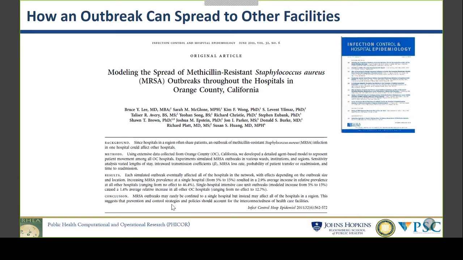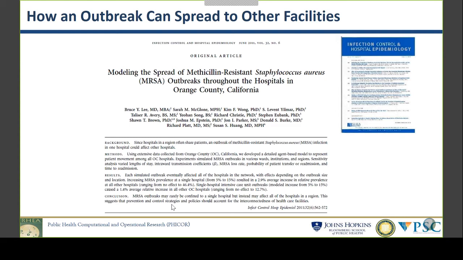So one of the first studies that we did with this model is just modeling the spread of MRSA. We've done a lot of work in MRSA, and one of our colleagues, Susan Huang at UC Irvine, is one of the world's experts. There's very few people in the world that know more about MRSA than Susan does, and so we're very lucky to have her as part of this project.